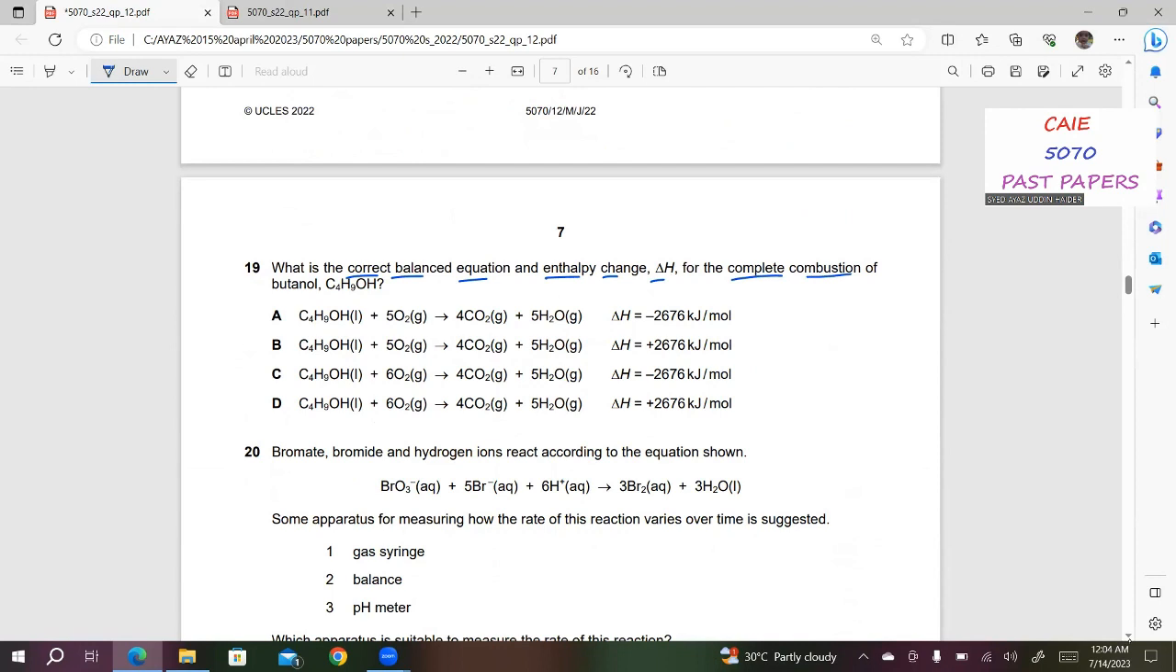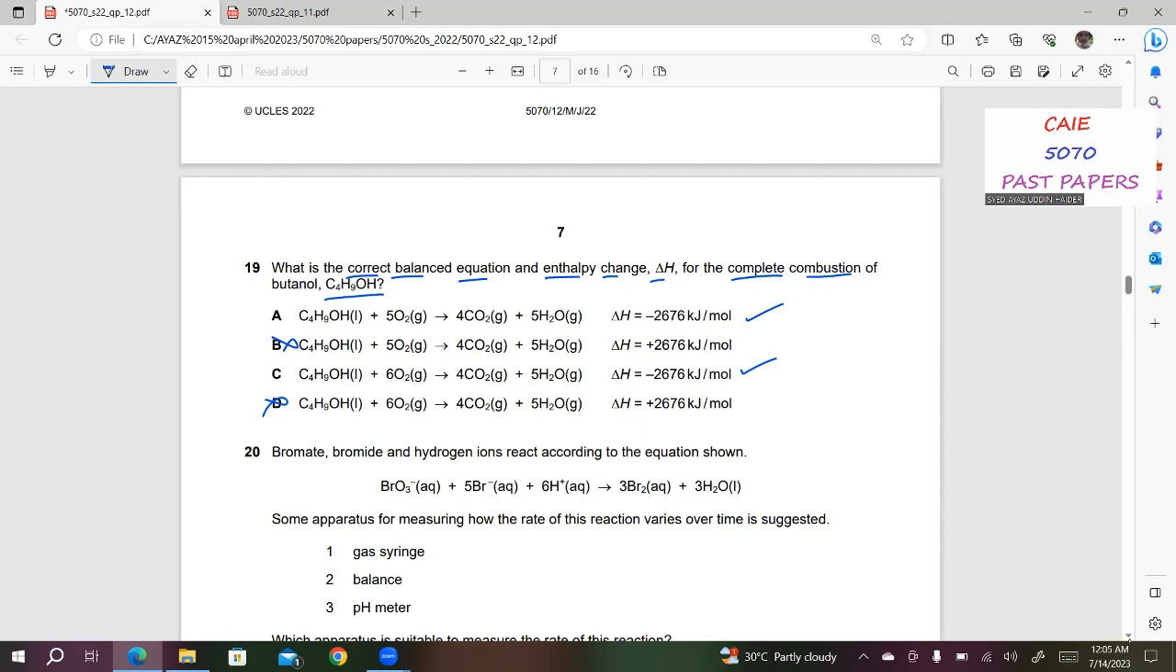butanol, C4H9OH? First of all, combustion of butanol involves a release of energy. So delta H must be negative. So either A is correct or C is correct. Both B and D are incorrect. Now let's see A and C one by one. In case of A, we have C4H9OH plus 5O2 gives 4CO2 plus 5H2O.